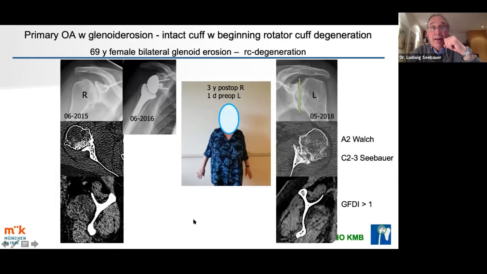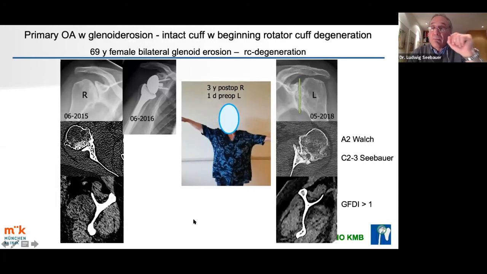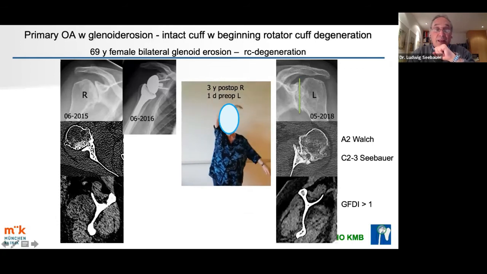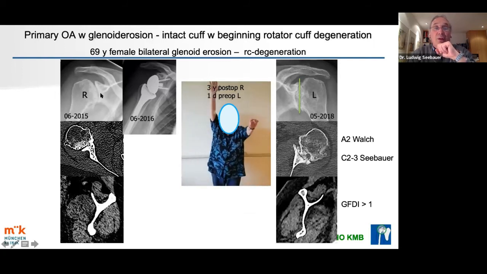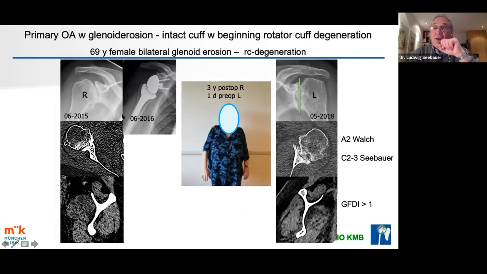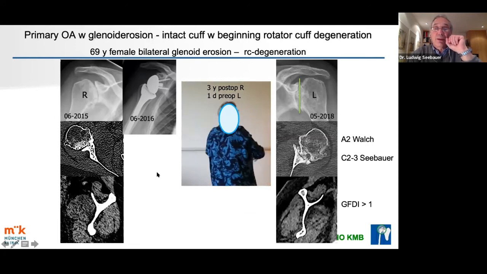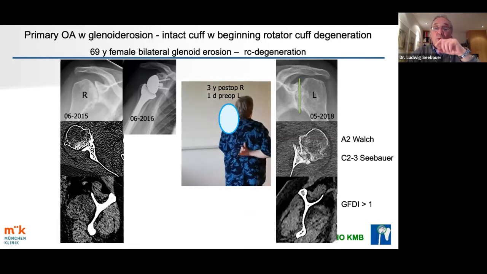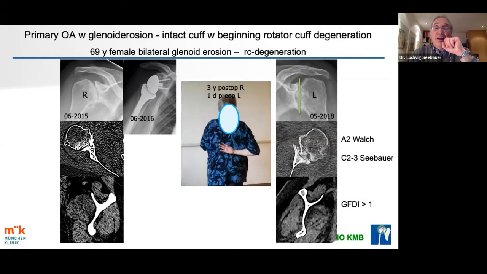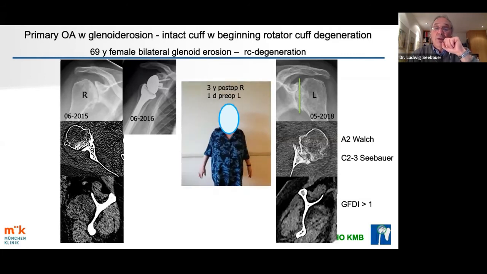And that is another case, 69-year-old, much younger, but you see, she had a fatty degeneration already of the infraspinatus and of the subscap, a B2 glenoid again. And I was clever enough then to do a reverse. And you see here with her right shoulder, 3 years post-operatively. And she, even with her big body, could gain a very good internal rotation.